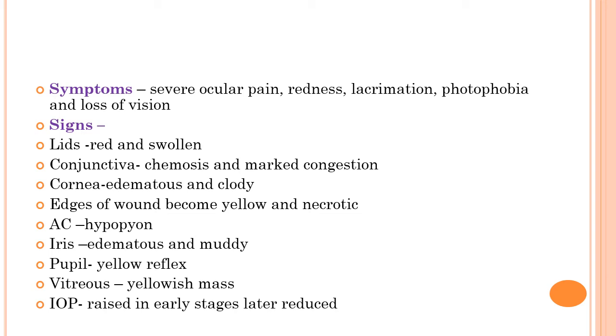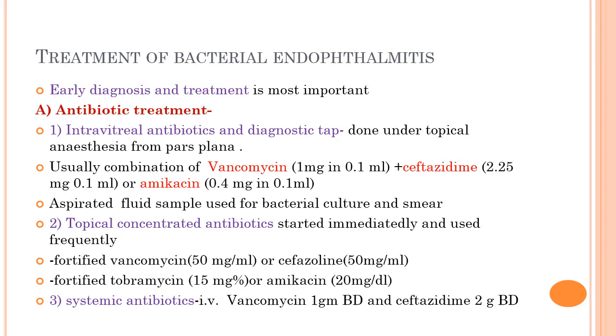IOP is definitely raised in the initial stages, because the trabecular meshwork is blocked by proteinaceous material and the hypopyon. That's why the IOP is raised. Later on, it is reduced because of shrinkage.